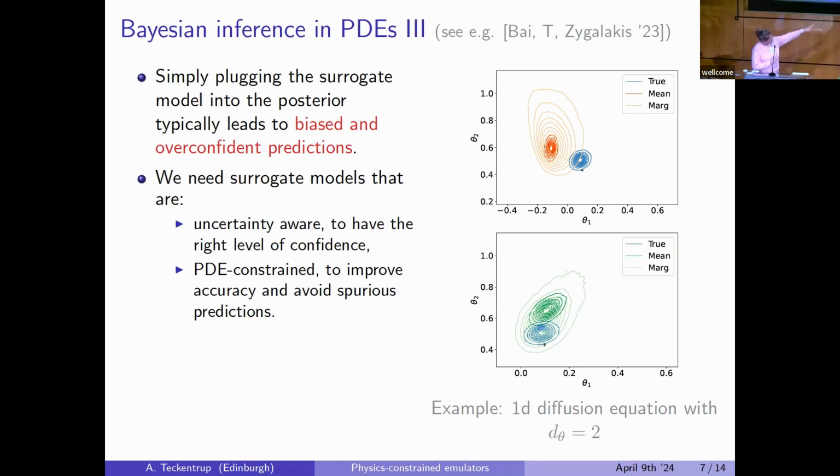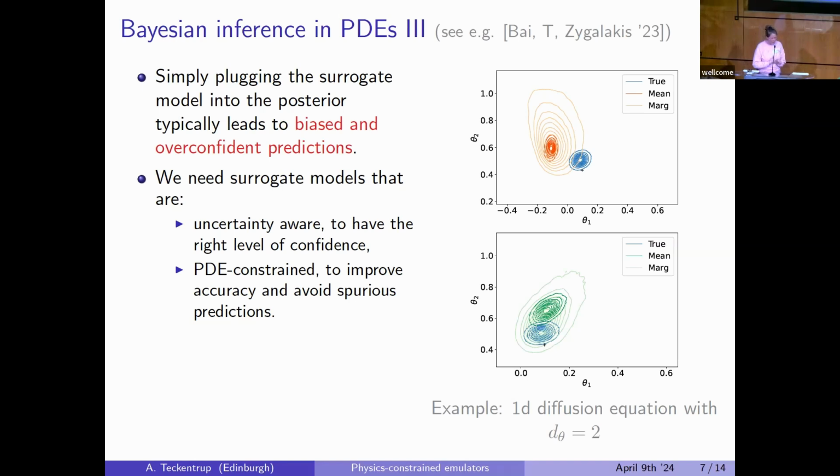So that's the bottom plot where the interpretation of everything is kind of the same. So the cross is the true value that generated the data. The blue contours are the true posterior with the true PDE. And then the green plots are the ones with the surrogate model, the one that's uncertainty aware and not uncertainty aware. But this time we have enforced the PDE constraints, so we have included this in the construction, and you can see that it does really significantly improve the inference there as well, right?